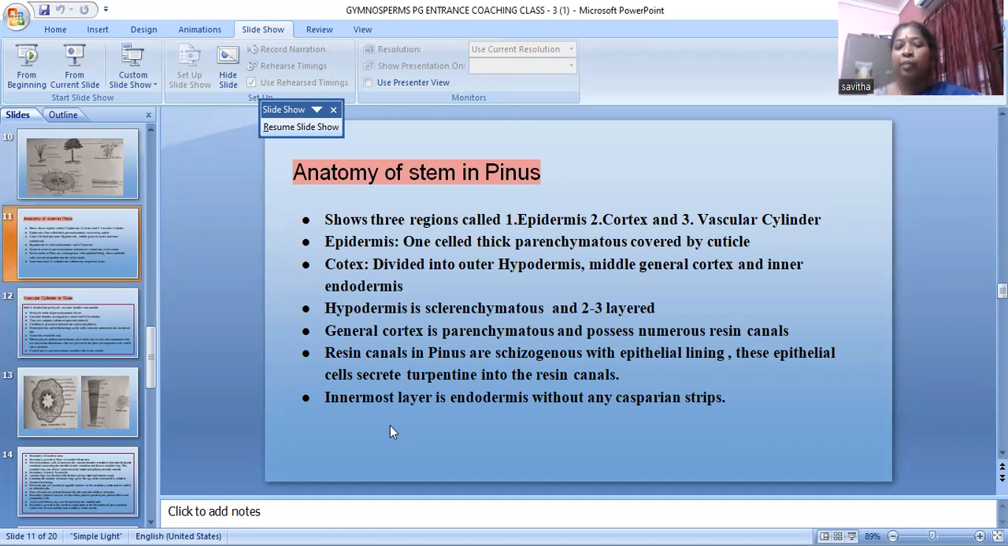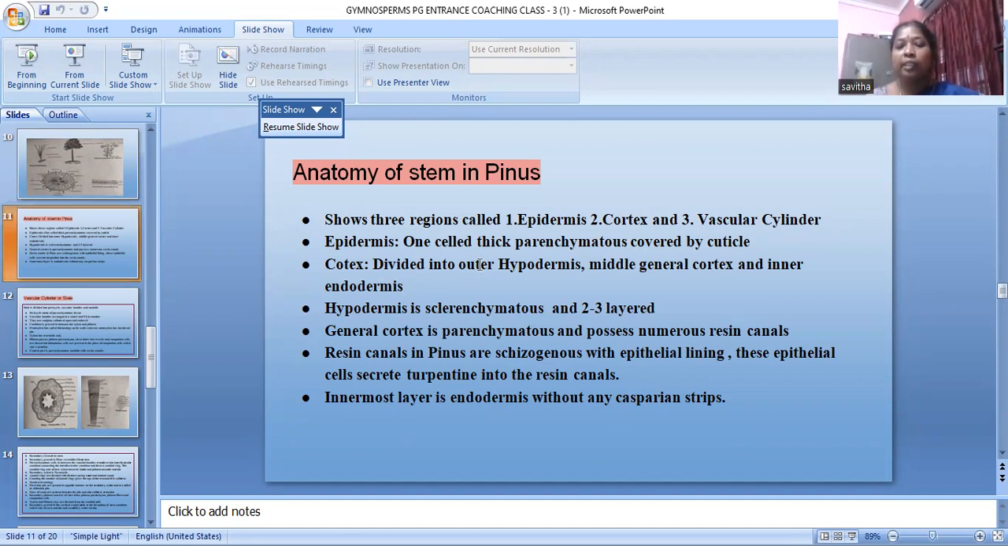Innermost layer is endodermis without any Casparian strips. This is a characteristic feature in the pinus where the endodermis is not having any Casparian strips. Casparian strips are nothing but the lignin or suberin bands present on the endodermis, which were discovered by the scientist Caspary. These are named as Casparian strips. So this is about the anatomy of the stem.